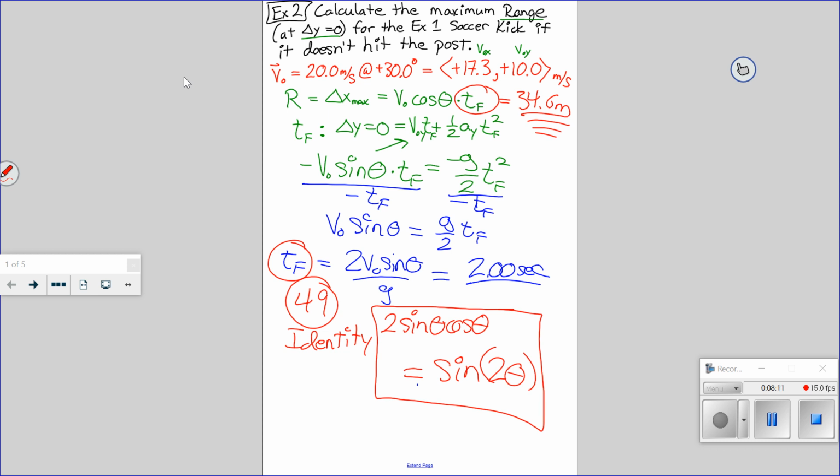You ready to try one more? And then you can have homework time? Sure. I got my 2 seconds as t final here, and then I multiplied 17.3 times 2. And I think I multiplied right. It's 20 times the cosine of 30 times 2 seconds. Did I mess it up? No. What do you think, Landon? It's okay.